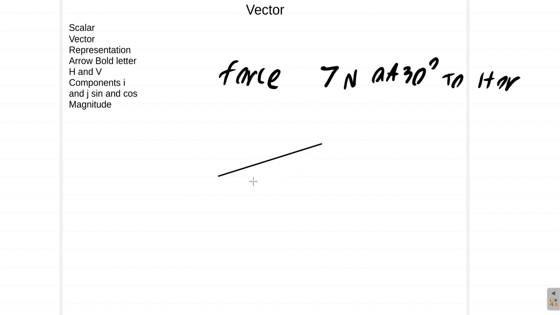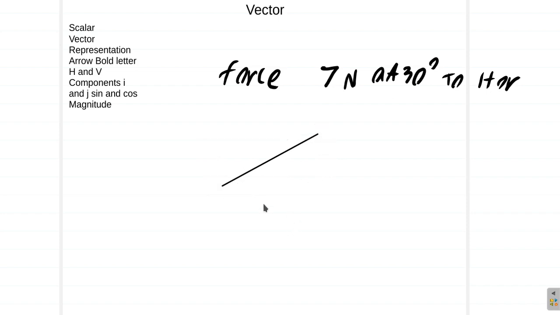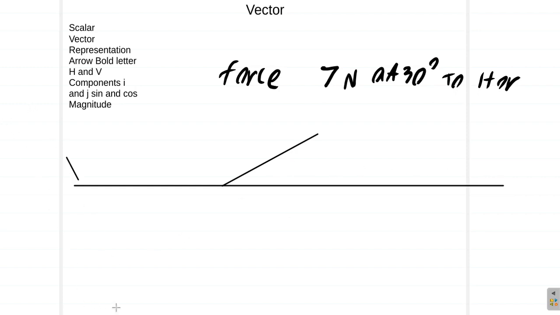So you have the 7 newtons, but you need to fix it up. 30 degrees to the horizontal, right? So if it's 30 degrees to the horizontal, you have to lean it so that it is 30 degrees to the horizontal. So your vector now would be at 30 degrees to the horizontal.